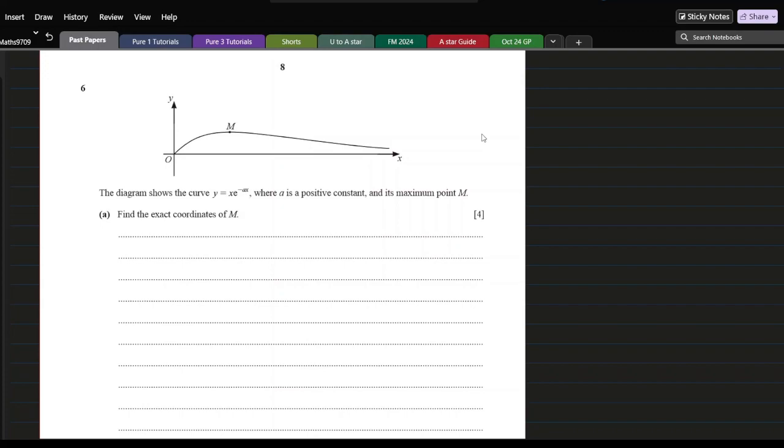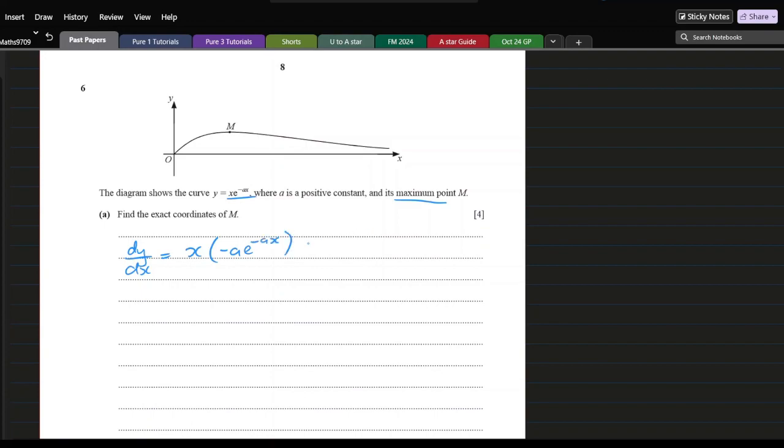Part A. Find the exact coordinates of M. So M is a stationary point, which means that if we want its coordinates, we first have to find dy/dx. Okay, so dy/dx would be, we've got a product here, so let's hold the x, then differentiate e to the negative ax, so that would give us negative a e to the negative ax.